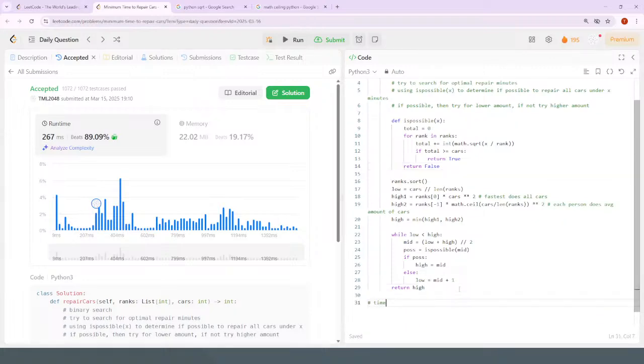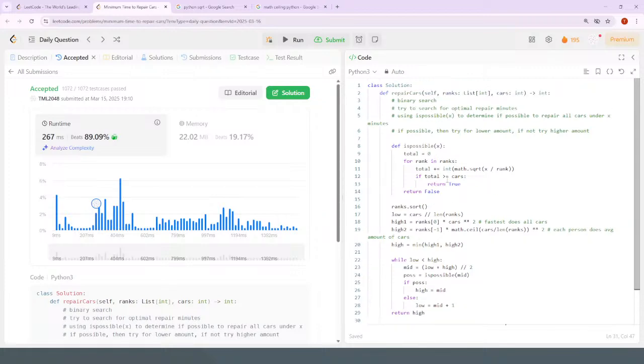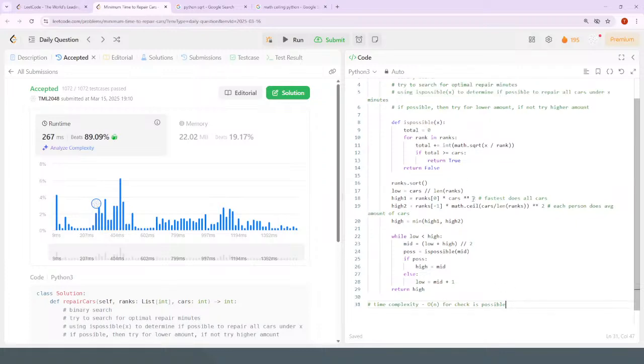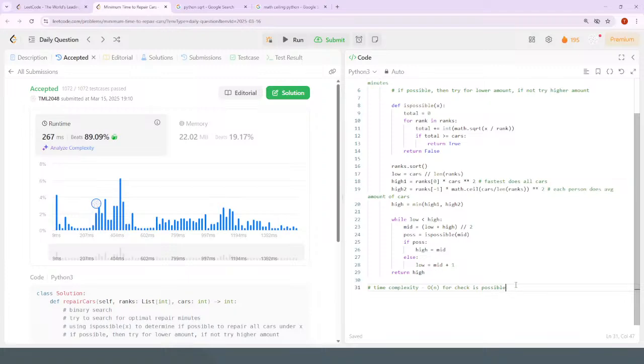The time complexity for this one is going to be O of n for check if possible, because you're going to go through each element in your array. You're doing some calculation on the element, which is constant time, and then you return at the end if you go through all of the array or short circuit. But if the array is n size, then you're going to go through each element.